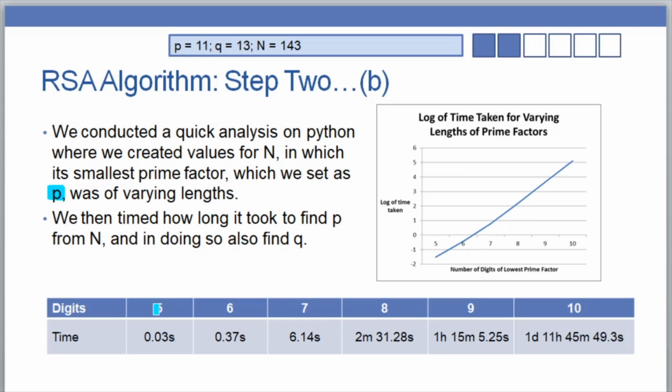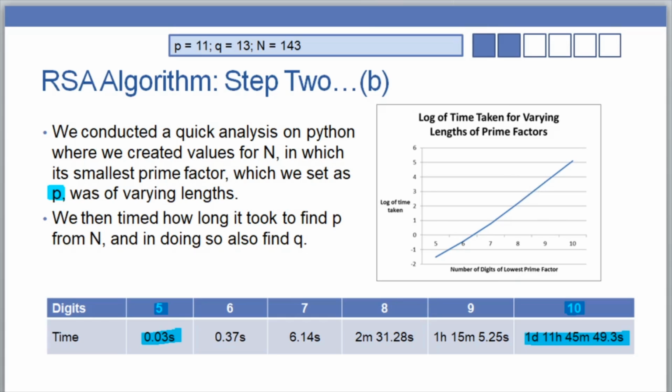For example, here, when P was only 5 digits long, it only took 0.03 seconds to find P and Q from n. However, once it was 10 digits long, it took around a day and a half. Note that the chart over here shows this data more visually. However, it is displaying the log of the time we calculated in seconds.